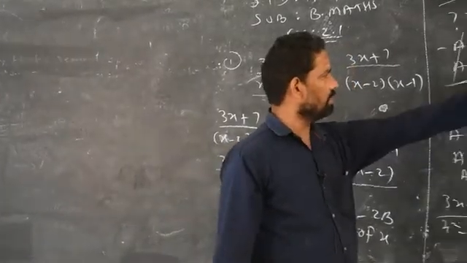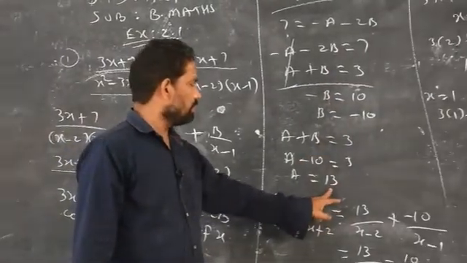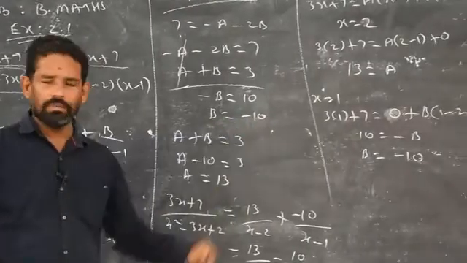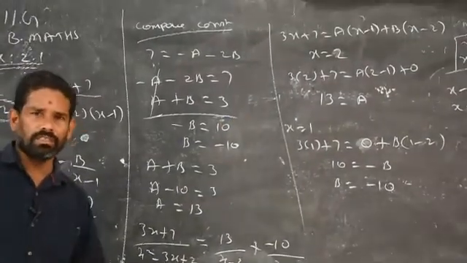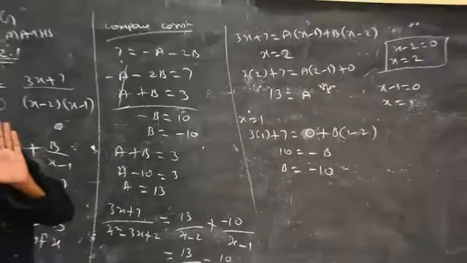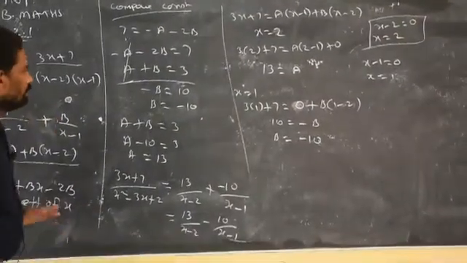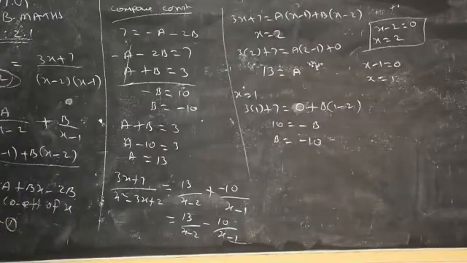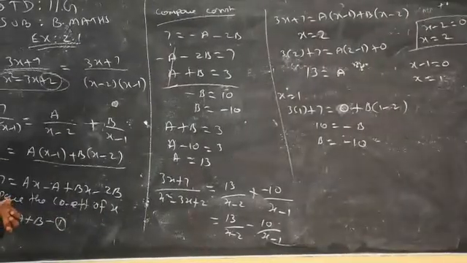See, I got the same answer. A is 13, here also A is 13, B is minus 10. In that method also B is equal to minus 10. So the technique will be different, but the answer will always be the same. Don't think that Saresh asked us to do only one method.